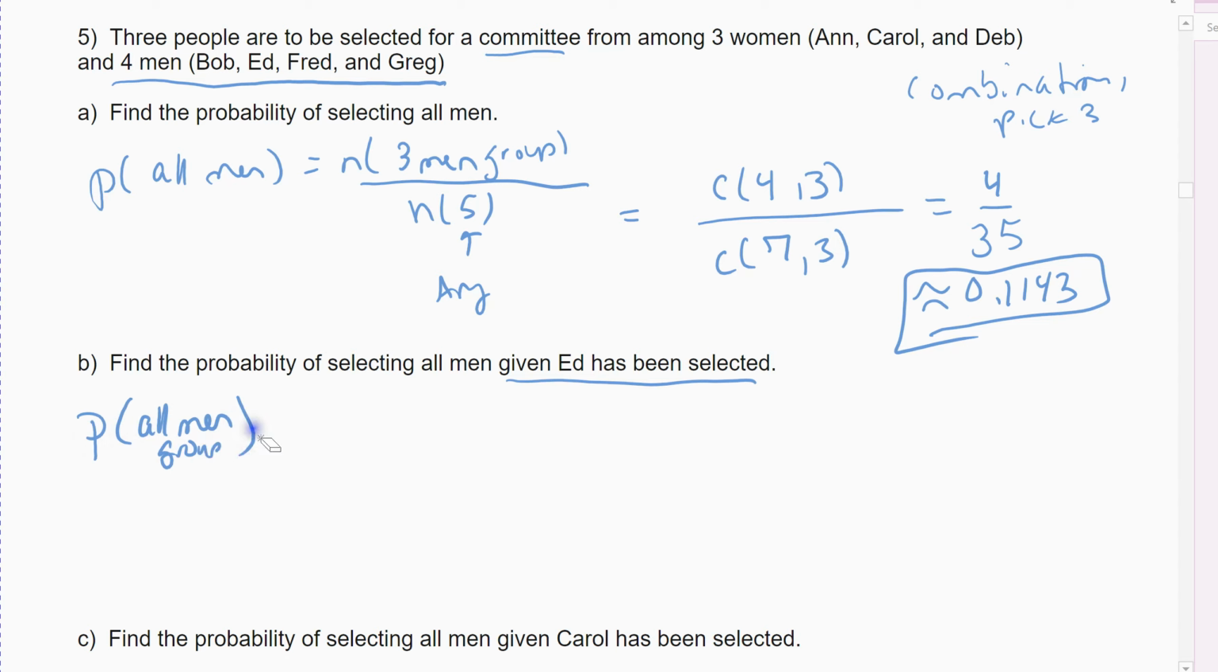Oops. Given we've already picked Ed, which is one of our men, the odds should go up, right? If I already picked a man, the odds of picking a group with all men should go up, and it does. We'll see that it does.